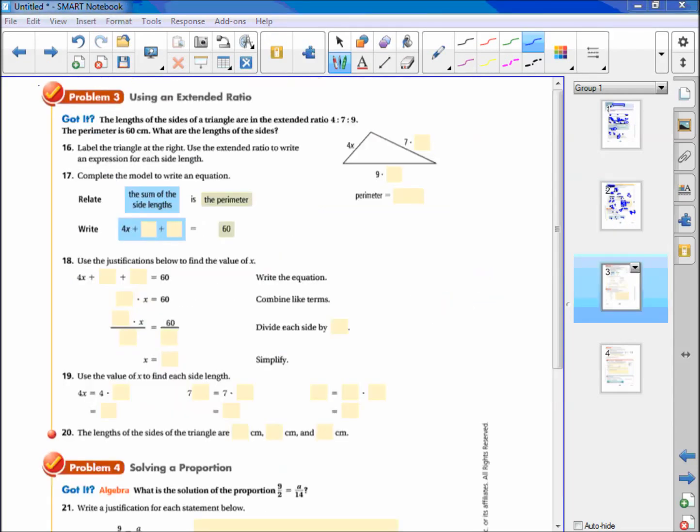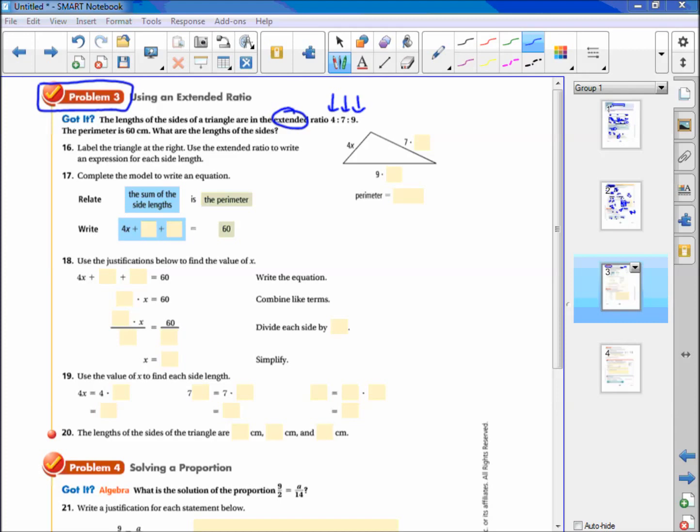Okay, problem number 3 is kind of a classic problem here. So the lengths of the sides of a triangle are in the extended ratio 4, 7, 9. So we don't know exactly the lengths, but we know they come in the ratio of 4, 7, 9, and they say extended ratio because there's some number that we can multiply to all these to make their actual lengths. All right, so the perimeter is 60. What are the lengths of the sides? So label the triangle at the right and use the extended ratio to write an expression for each side length.